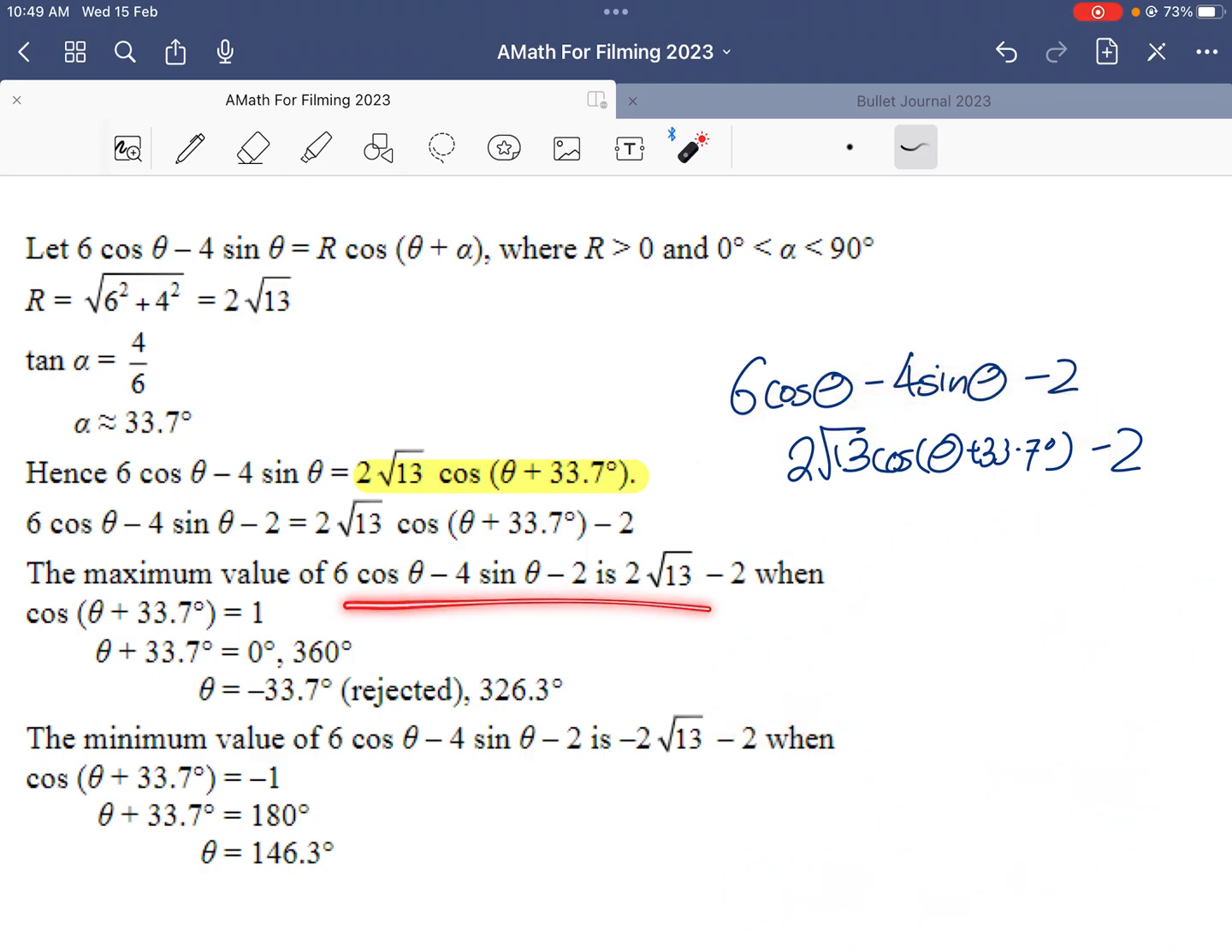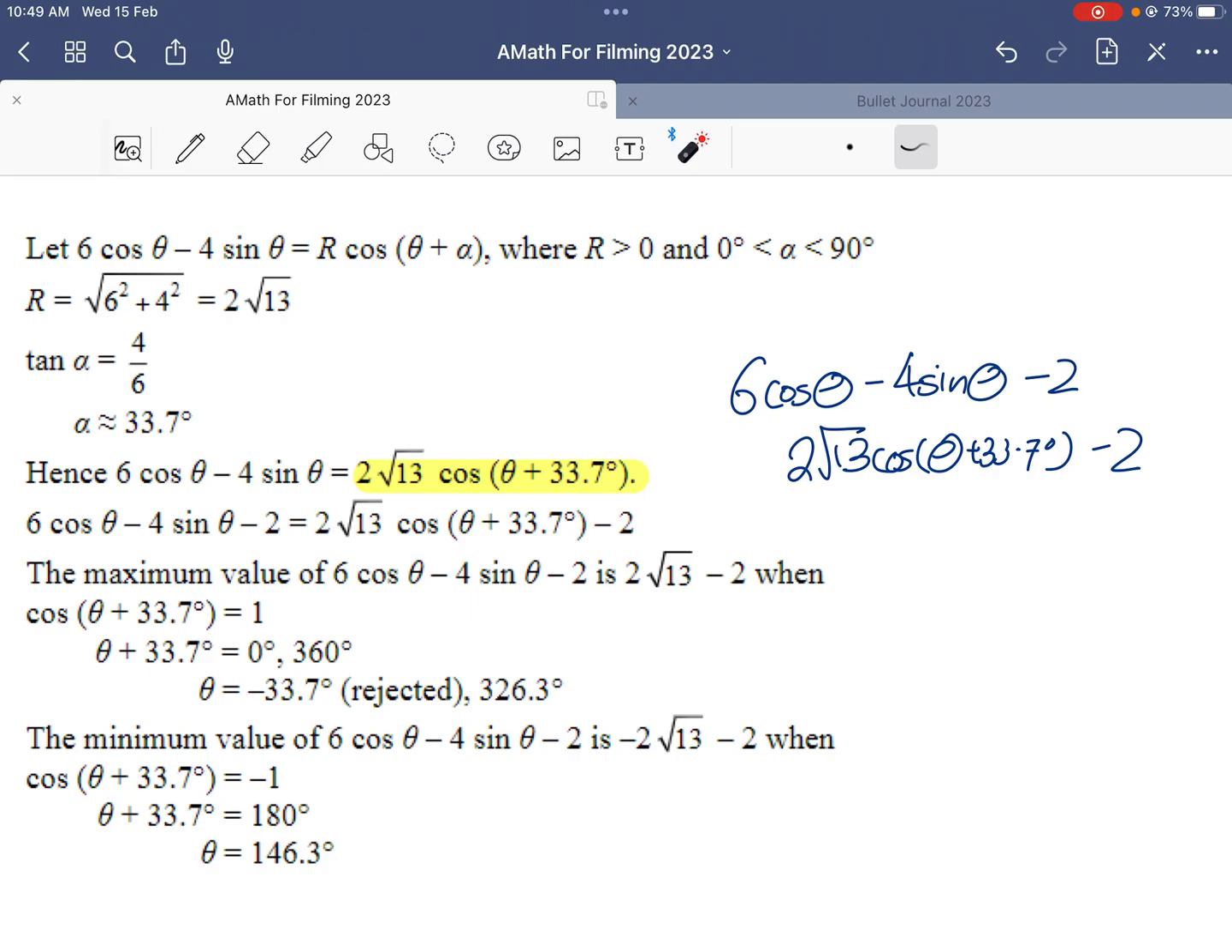So I will say that the maximum value is 2 square root 13 minus 2, and it occurs when cosine(theta plus 33.7 degrees) equals 1. Cosine equals 1 at 0 and 360 degrees. If you remember the cosine graph, at 0 degrees it is 1, and at 360 degrees it is also 1. So eventually, if you solve, you get 326.3 degrees. So the maximum value is this, at 326.3.